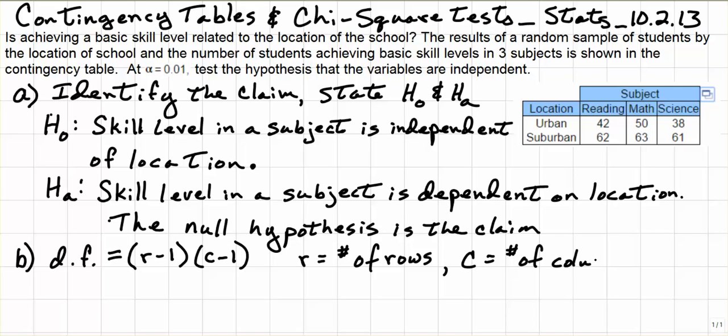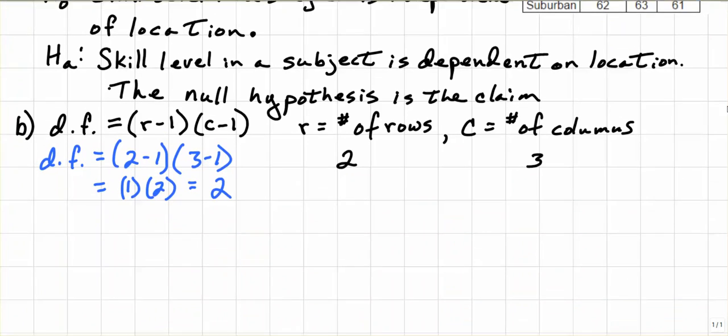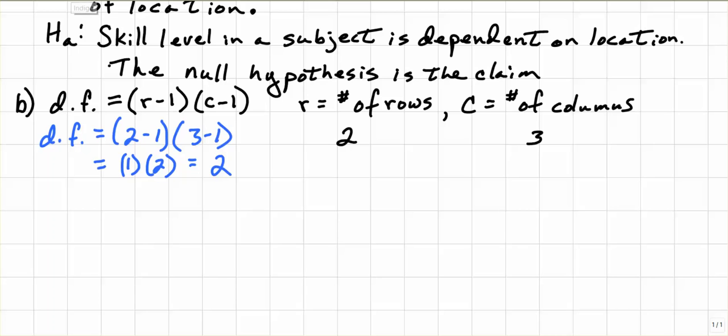And in this particular case, for the number of rows, we will have 2. And the number of columns, we will have 3. Therefore, our degrees of freedom will be equal to the following: 2 minus 1 times 3 minus 1, which is going to be equal to 1 times 2. So our degrees of freedom will be 2, and that's what we'll be using when we go into the Chi-Square table. Now we know that this is going to be a right-tailed test, and we're going to use the following graphic from the Chi-Square distribution table.